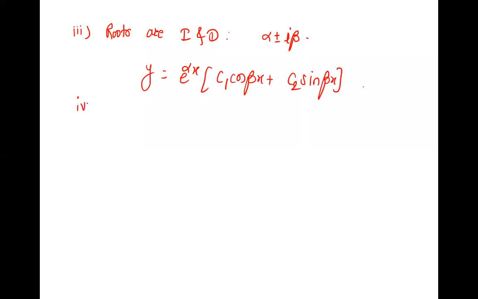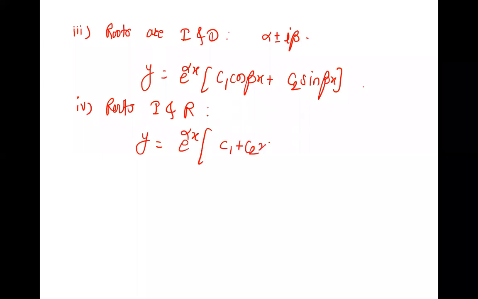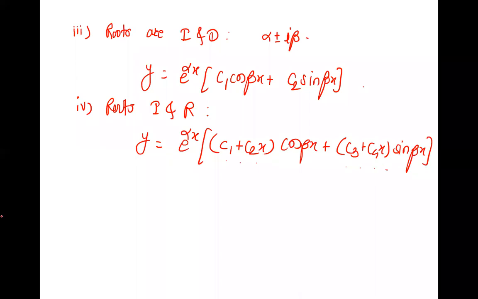And the last type is if the roots are imaginary and repeated. If it is repeating twice, then how to write the solution? y is equal to e raised to alpha x [(C1 plus C2x) cos beta x plus (C3 plus C4x) sin beta x]. And if it is repeating 3 times, then 3 constants will be here and 3 constants will be here. So you are clear with this, everyone?